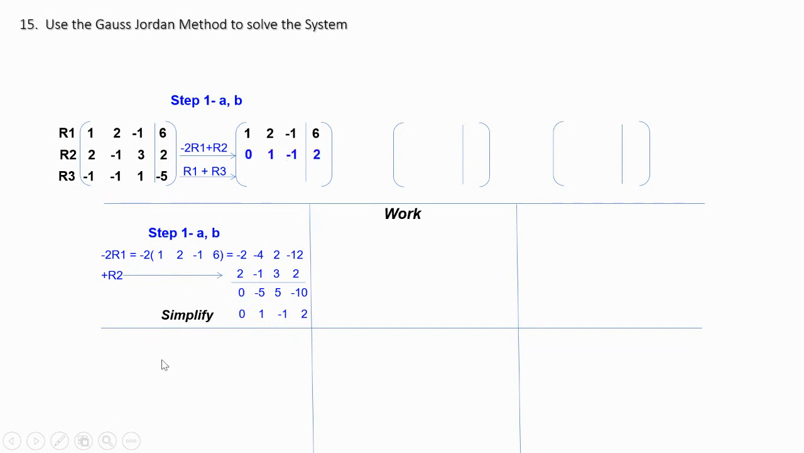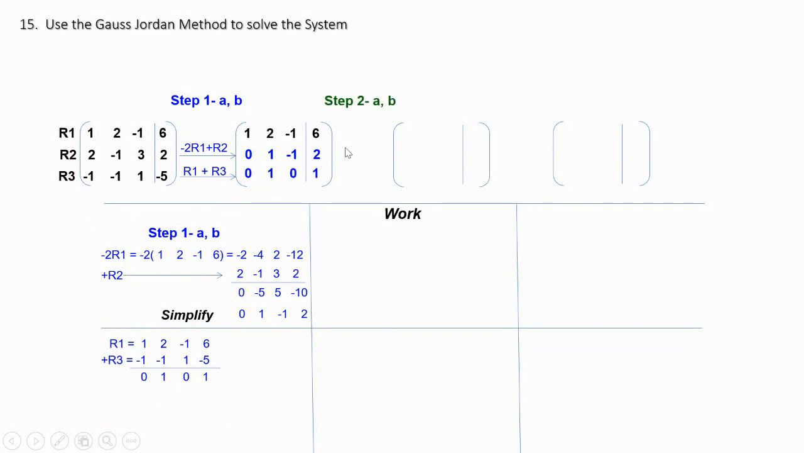Now here for the B part on step 1, I'm gonna execute row 1 plus row 3. There's my row 1, which is right here, the 1, 2, -1, 6, and this is my row 3, -1, -1, 1, and -5. So we add them, right? So we get 0, 1, 0, 1. So that's going to be my new row 3.